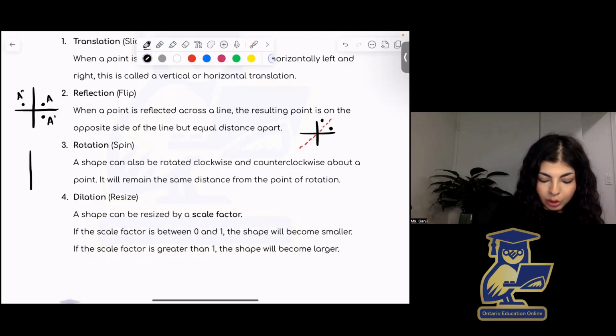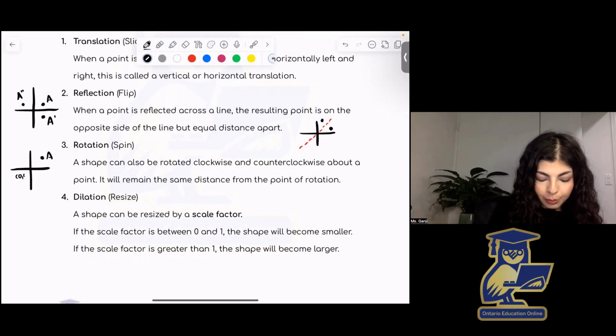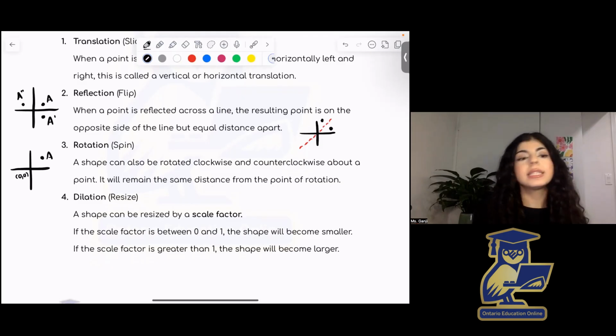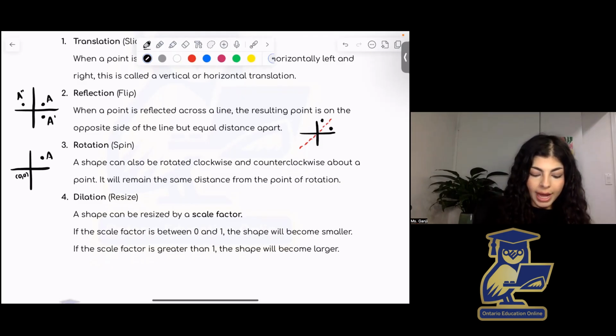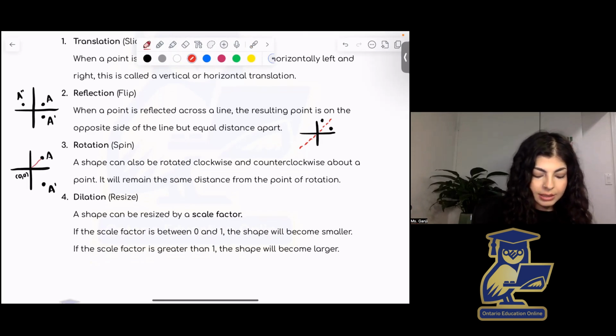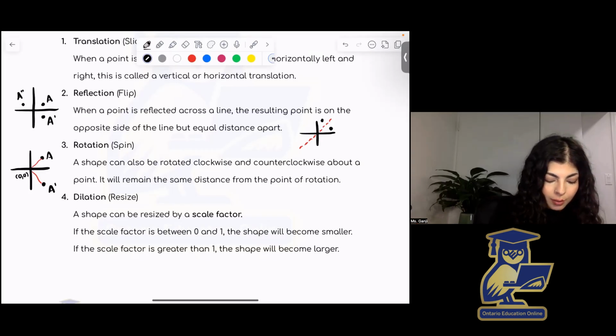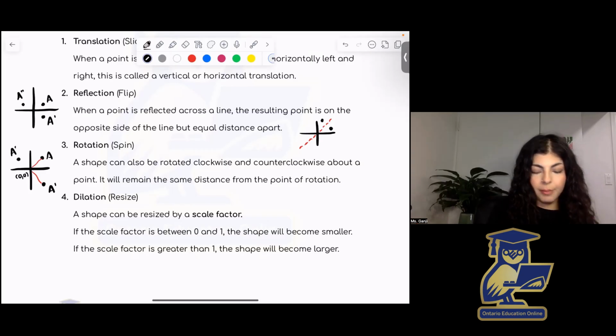So you might have typically seen, if we have point A there, that it is reflected about the origin, which is our 0, 0 point. So if I reflect this 90 degrees clockwise, I'm going to end up here. And these two are the same distance apart from that origin. I can also go 90 degrees counterclockwise to get to A prime prime there.